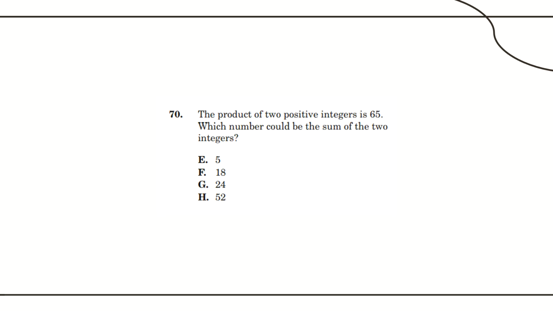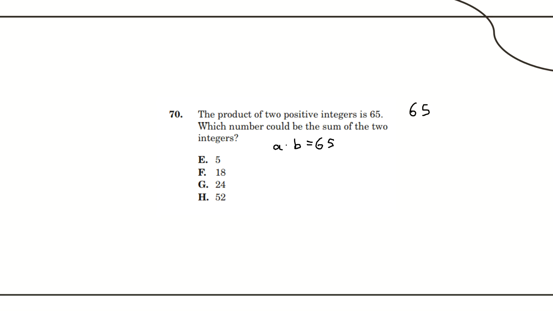And this problem says the product of two positive integers is 65. Which number could be the sum of the two integers? So let's label the two integers as A and B. So we know that A times B is equal to 65. Well, in this case, we would actually do something called prime factorization. That means splitting something up into its prime factors.